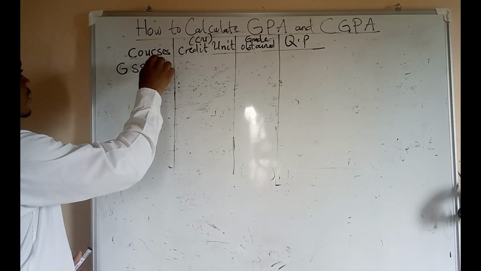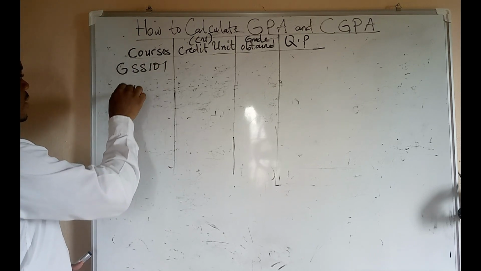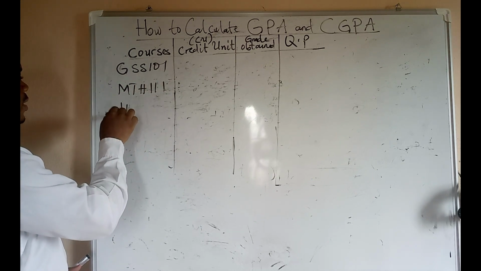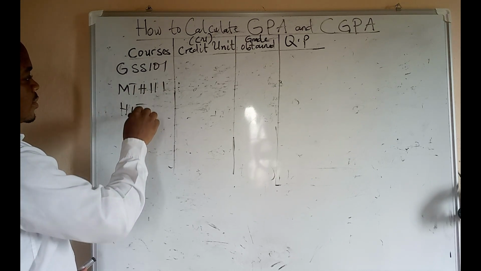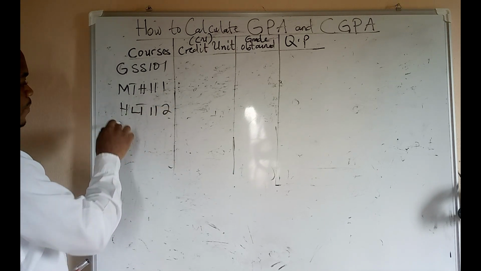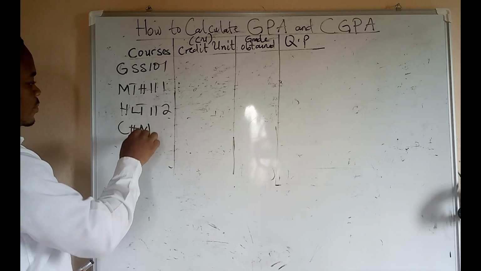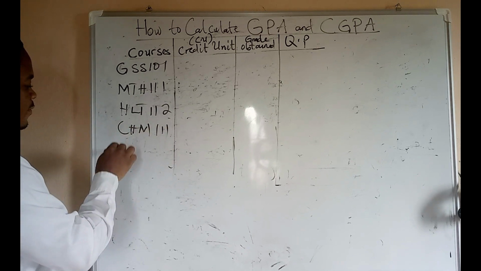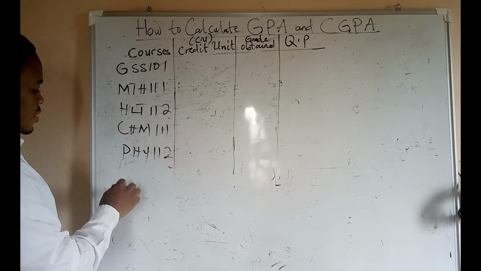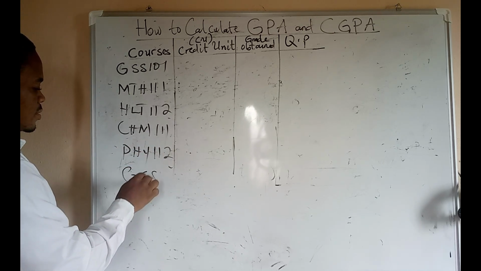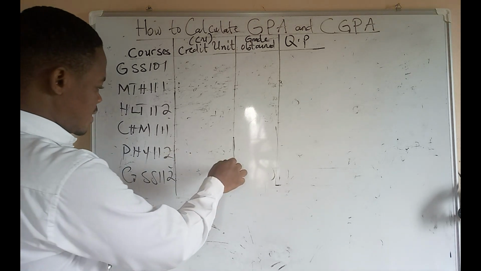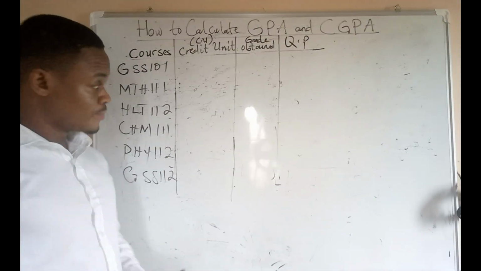So let's assume that the courses you are offering are JSS 101, Frame Maths 111, HLT 112, and so on. Let's assume that these are the courses you're offering.